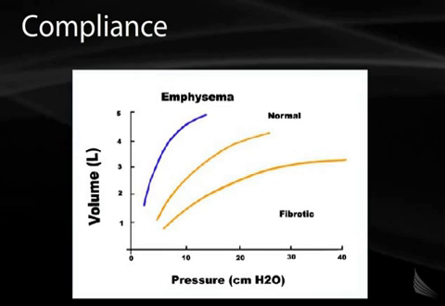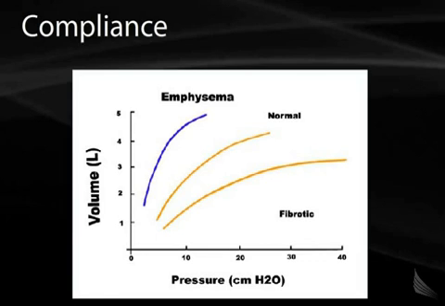The compliance curve can be drawn for 3 different pathological conditions. For example, in the case of emphysema, shown on this slide, emphysema is an example of a very high compliance lung. It's also a very low elastance lung. It takes very little pressure change to get a big change in volume.